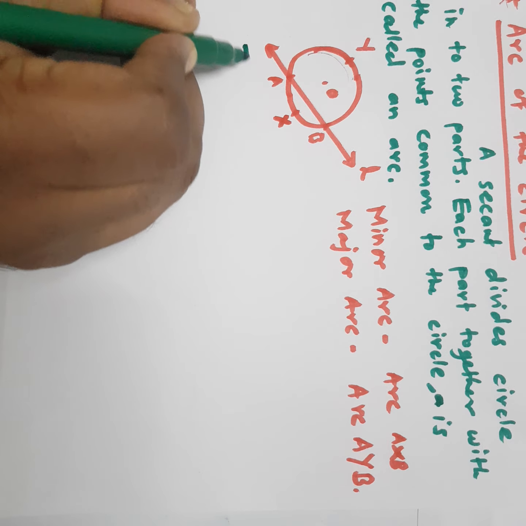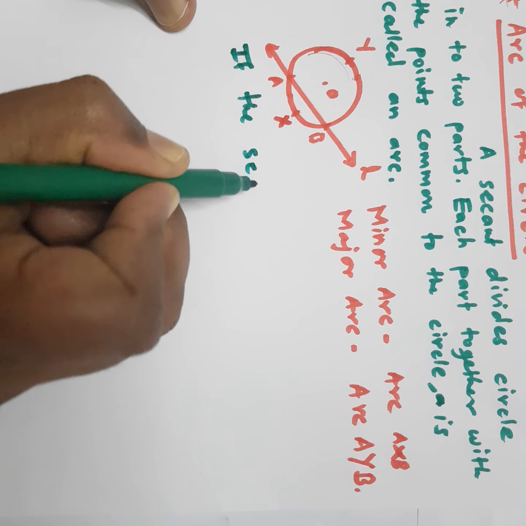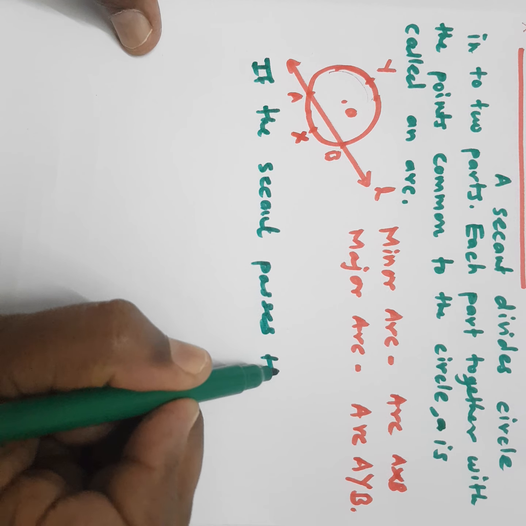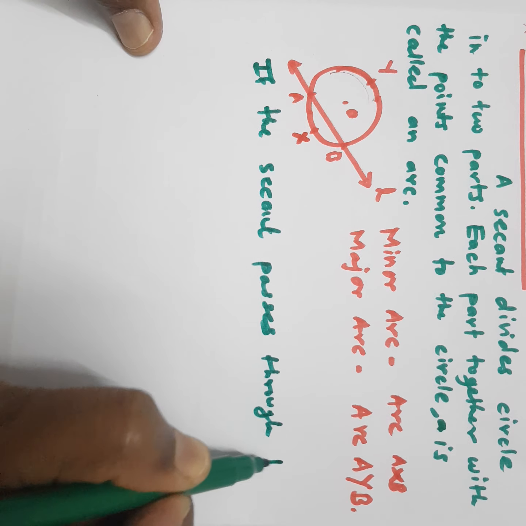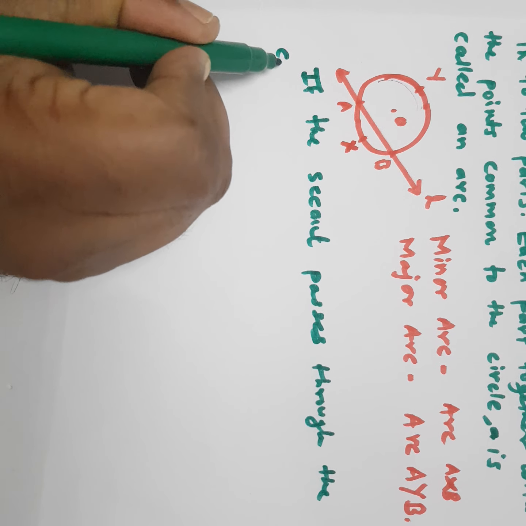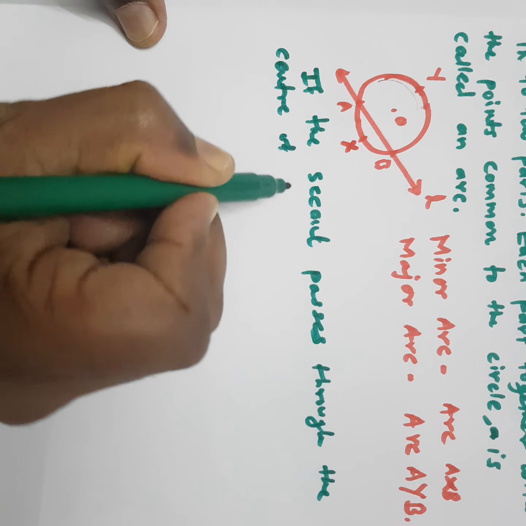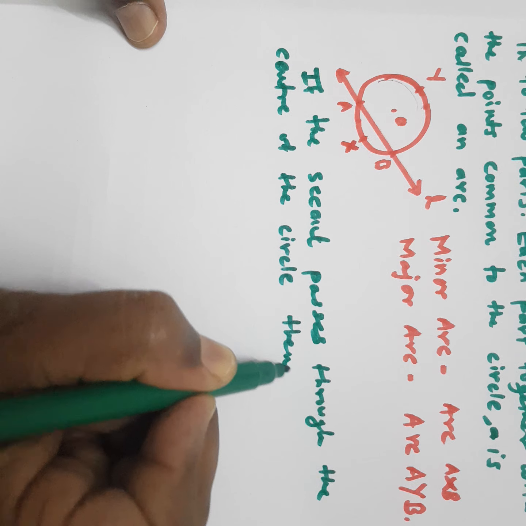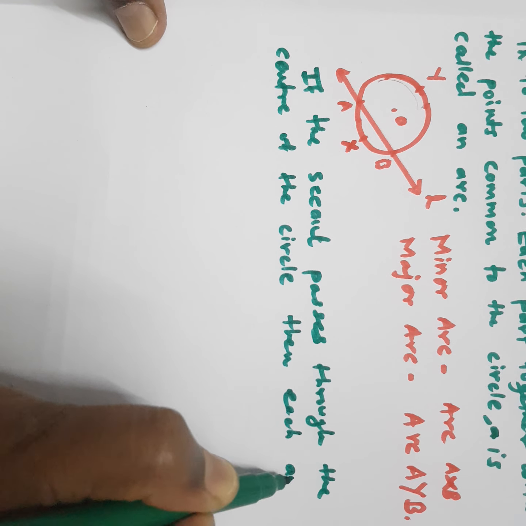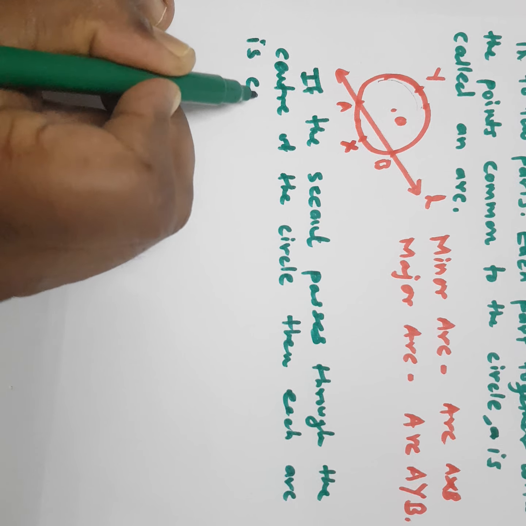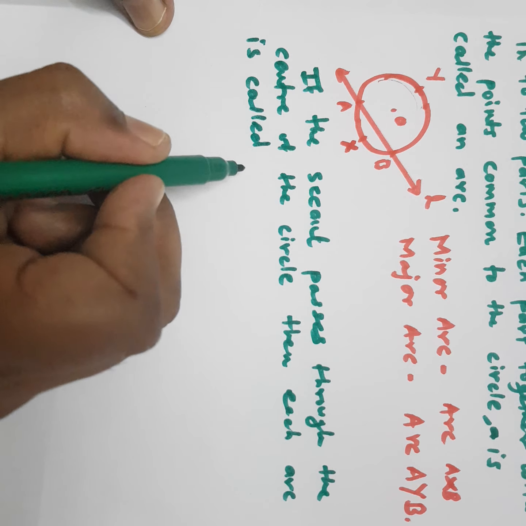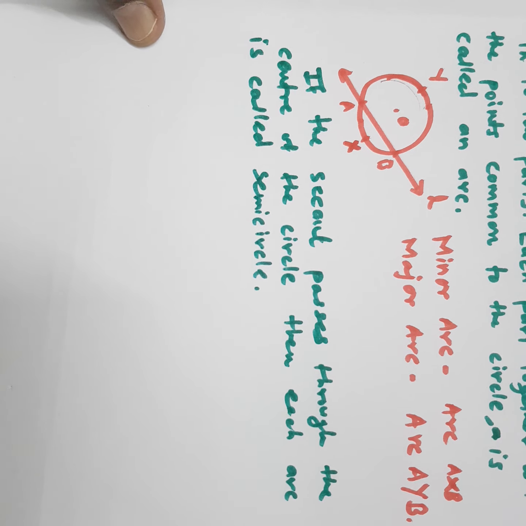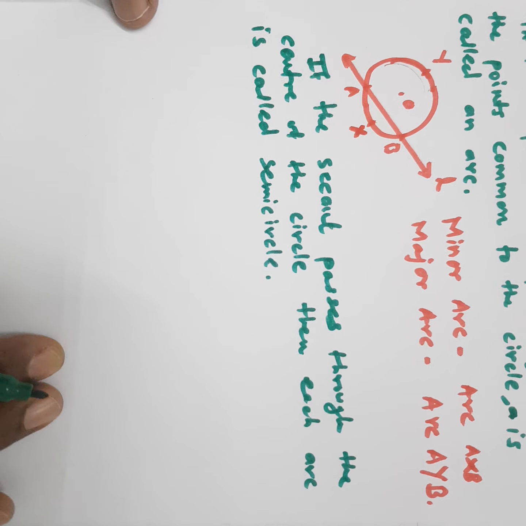Now if the secant passes through the center of the circle, then each arc is called a semicircle.